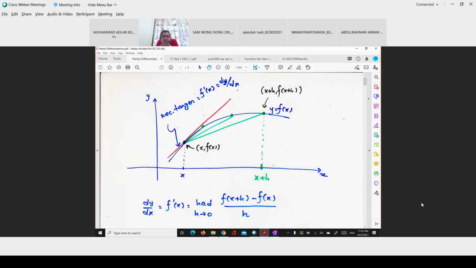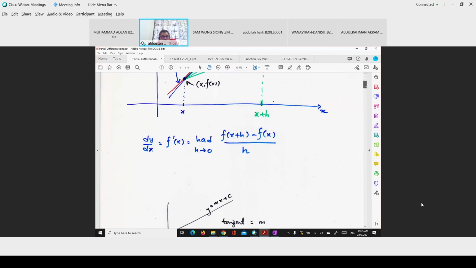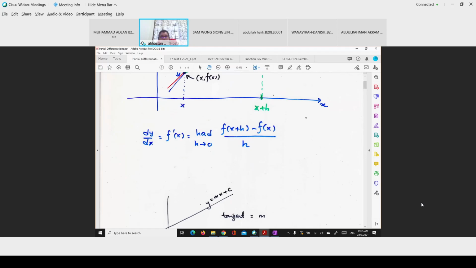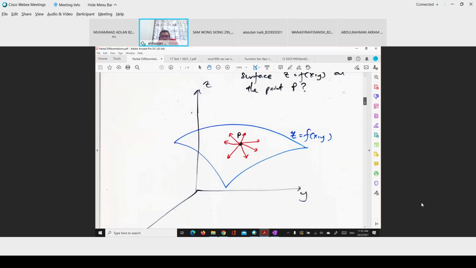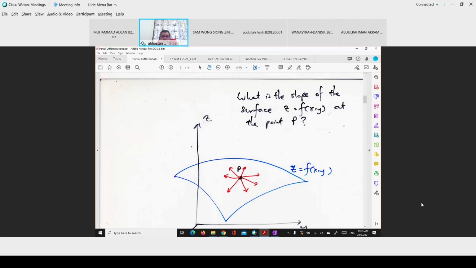Okay, so let's recall something about single variable functions. Suppose you have a curve, you're given y equal to f of x, so we have some curve here. We are interested in finding the slope of the curve at this particular point here. We can determine the slope by using the derivative. This is what you have studied before. dy/dx shows how y changes with x, the rate of change of y with respect to x. If we have x a function of t, then dx/dt shows the rate of change of x with respect to time t. So how do we determine the slope of a surface z equal to f(x, y), say at the point P?